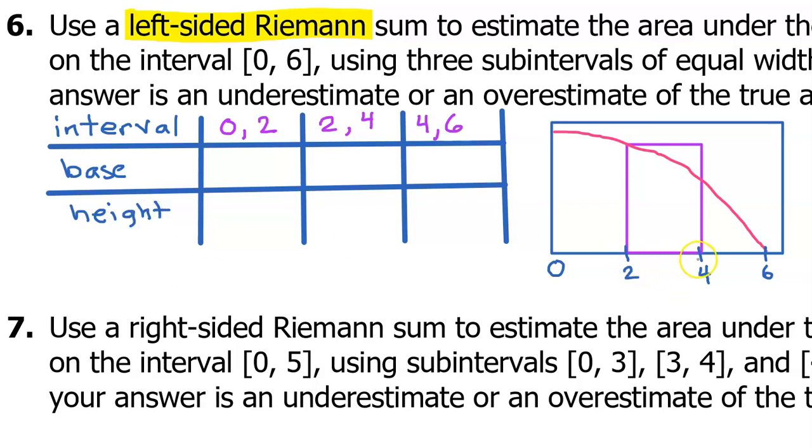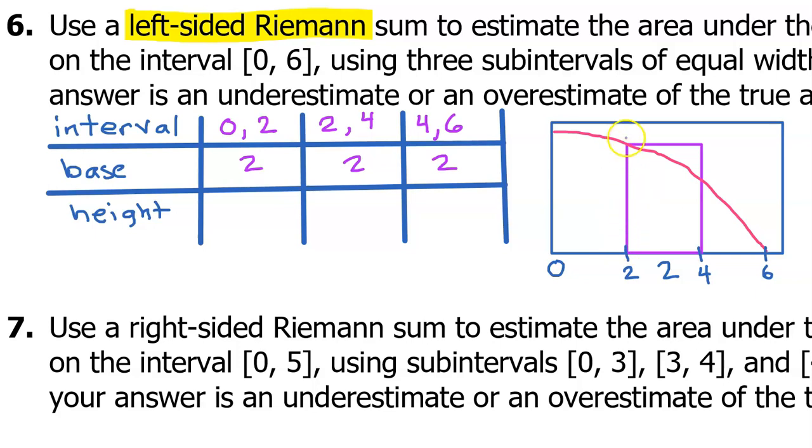So what about the base of this rectangle? From 2 to 4, the base has a width of 2. And we know that's the same for each of these intervals. From 0 to 2, the base of that rectangle will be 2. The base of this rectangle will also be 2. But what about the height of the rectangle?